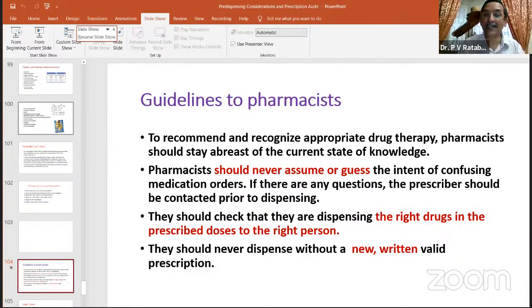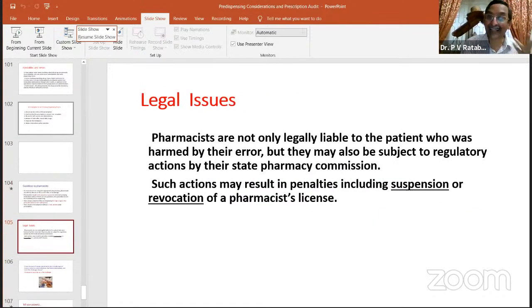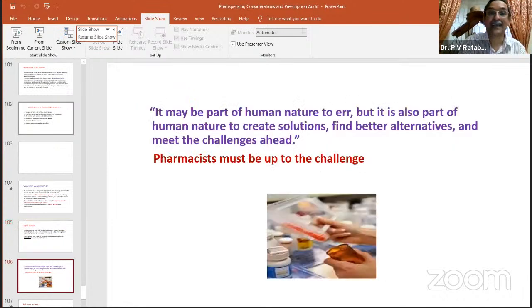They should never dispense without a new, valid prescription. New, valid: see the date. He cannot bring a prescription from 1964. For that matter, even January 2021 cannot be brought now. So it has to be a new, valid prescription. There are legal issues. Actions may result in penalties, including suspension or revocation of the pharmacist's license.